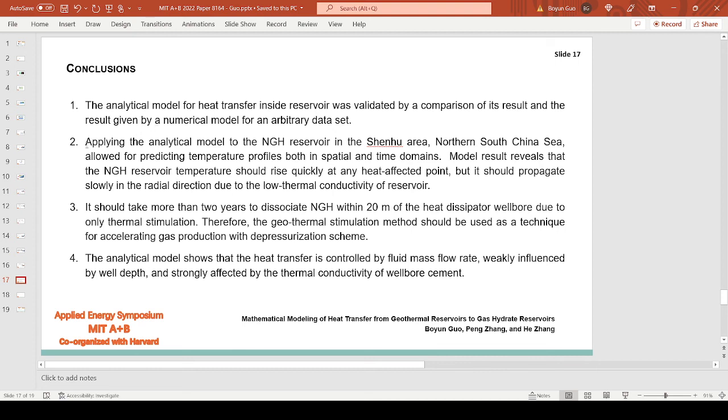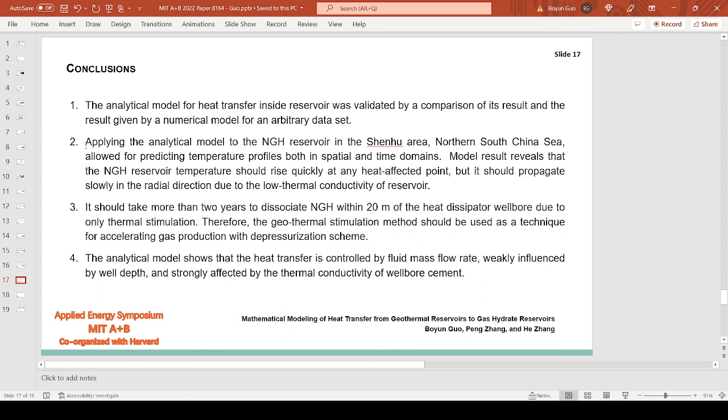Second, applying the analytical model to the gas hydrate reservoir in the Shenhu area, North South China Sea, allowed for prediction of temperature profiles, both in spatial and time domains. Model result reveals that the natural gas hydrate reservoir temperature should rise quickly at any heat affected point, but it should propagate slowly in the radial direction due to the low thermal conductivity of the reservoir.